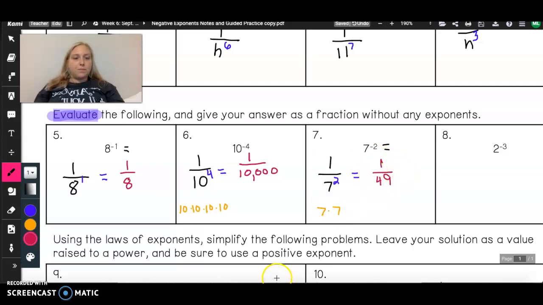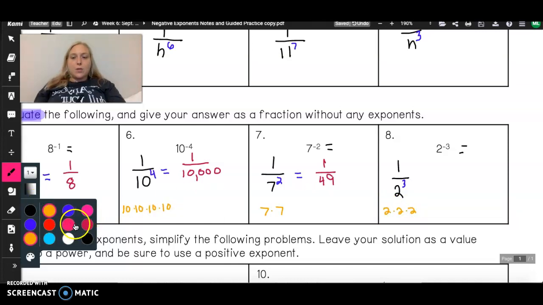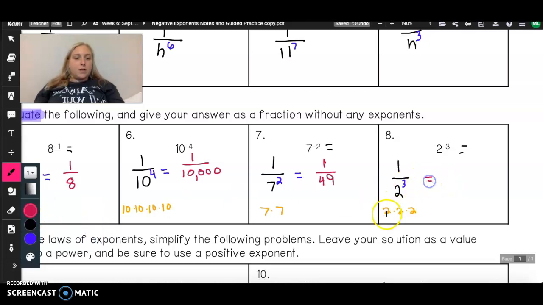That's your standard form. Number 8, we have 2 to the negative 3rd power. That is equal to 1 over 2 to the positive 3rd power. That's your exponential form. We know that 2 to the 3rd power, 2 cubed, is 2 times 2 times 2. So your standard form is going to be 2 times 2 is 4, 4 times 2 is 8, 1 over 8. That is turning your exponential form into standard form when you have those negative exponents.